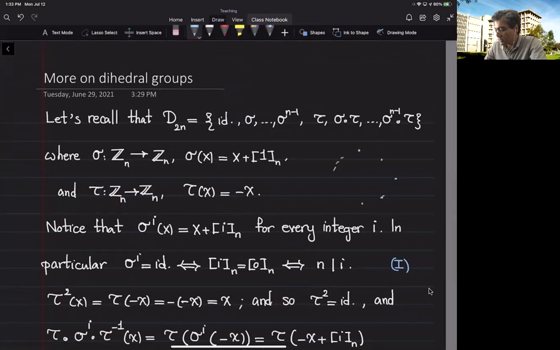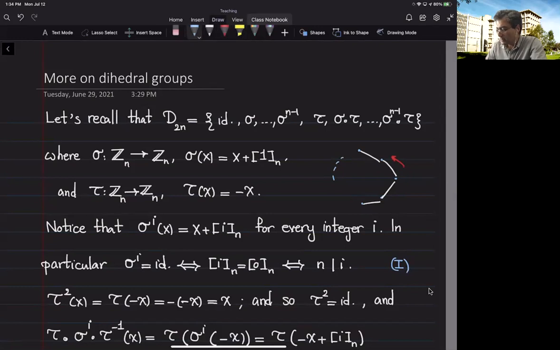Either rotations, so either I'm giving you this n cycle and I rotate 1 step, 2 steps, 3 steps, n steps. When I do it n steps, I go back to identity. Or I'm reflecting about one of these lines.